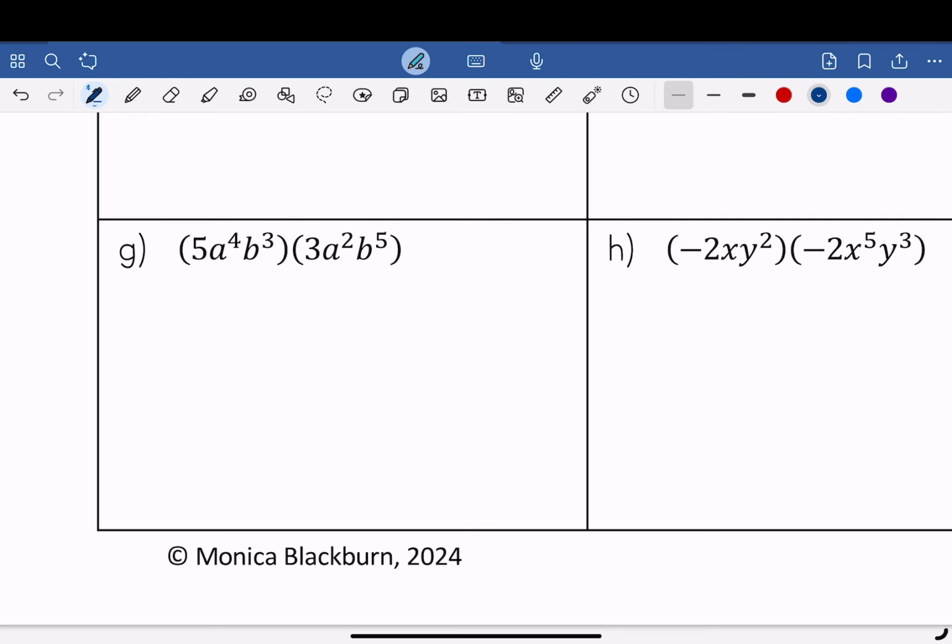So we're going to look at example G. In example G, we have the coefficients of 5 and 3. A is another base, and then b to the 3, b to the 5. So 5 times 3 times a to the power of 4 plus 2 times b to the power of 3 plus 5 is equal to 15, a to the power of 6, and b to the power of 8.